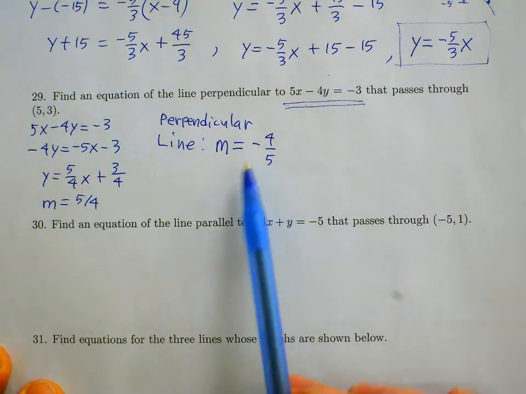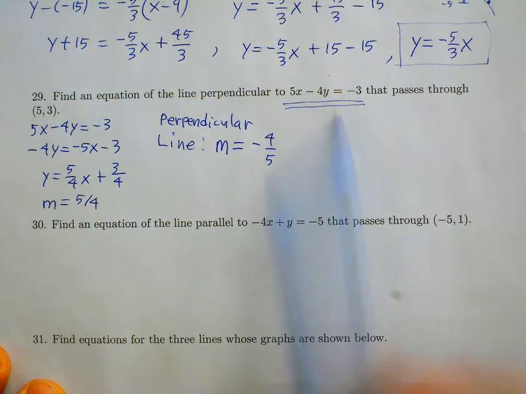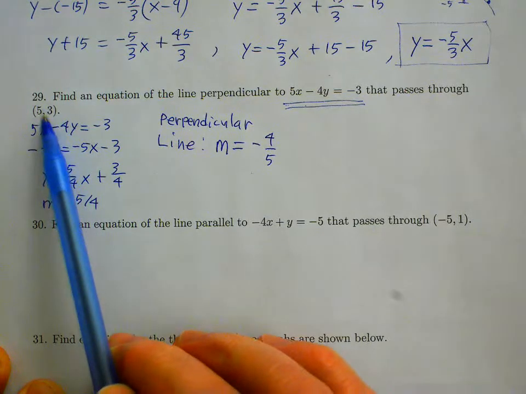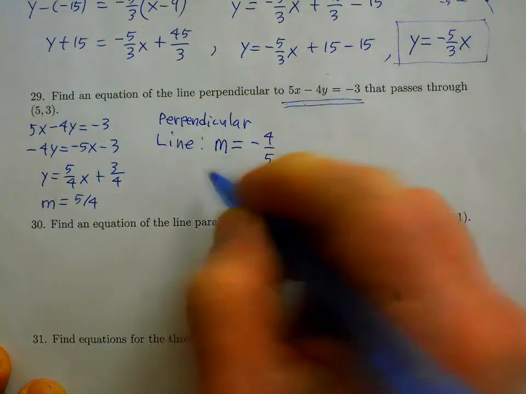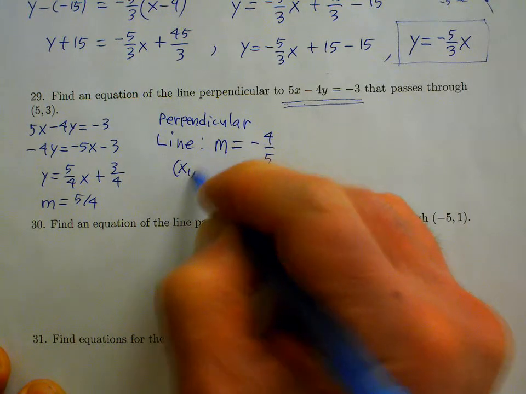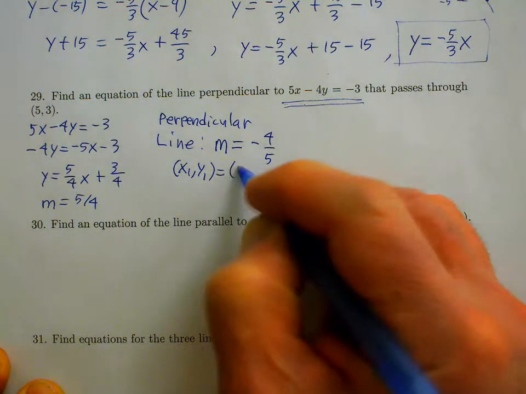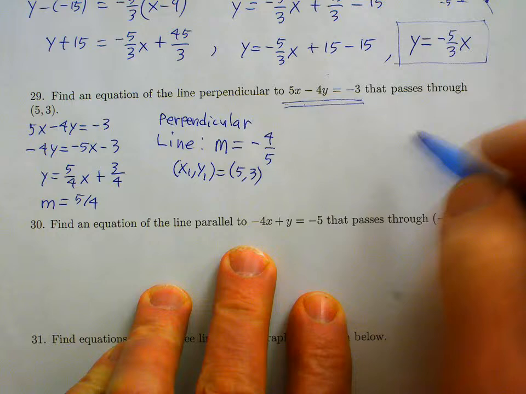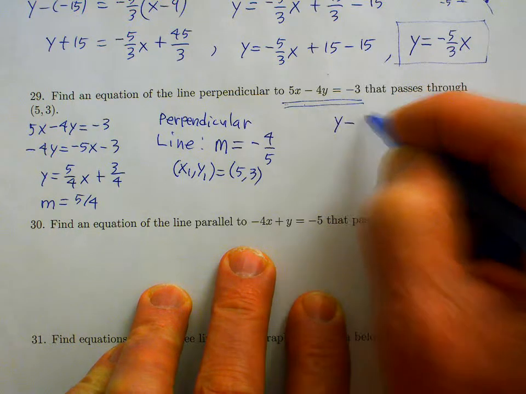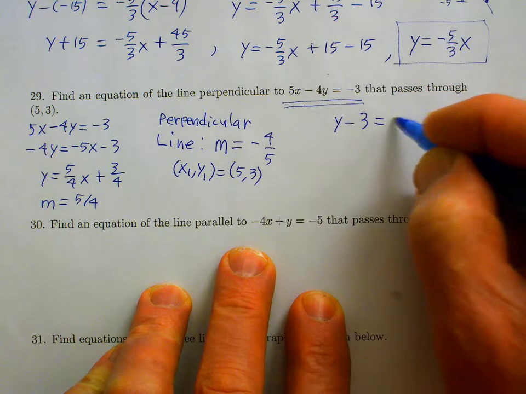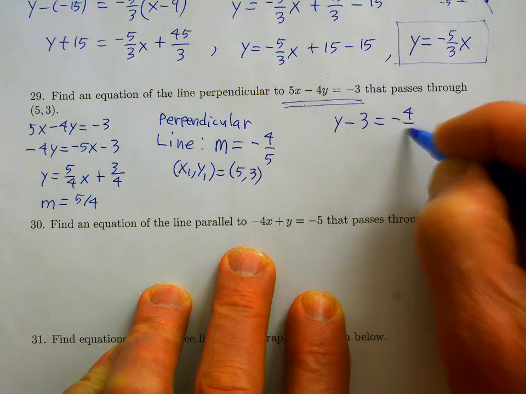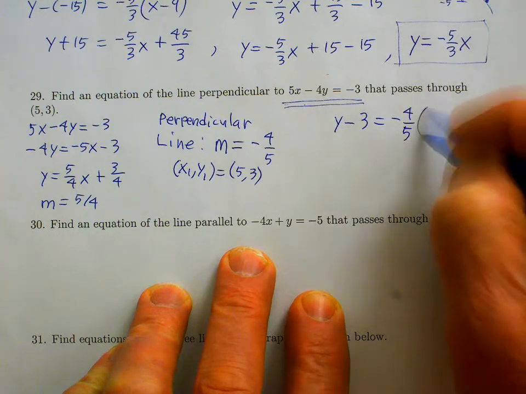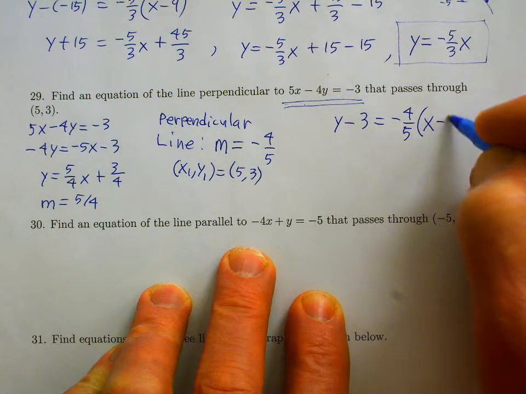Okay, and this line that's perpendicular to the given line, we're told it passes through (5, 3). So I'll just write x1, y1 is (5, 3). And then we write the point slope form. y minus 3 equals the slope of that perpendicular line, negative 4/5, times the quantity x minus 5.